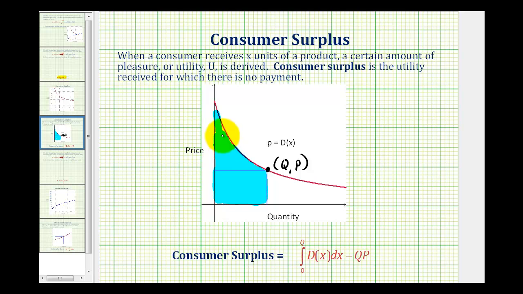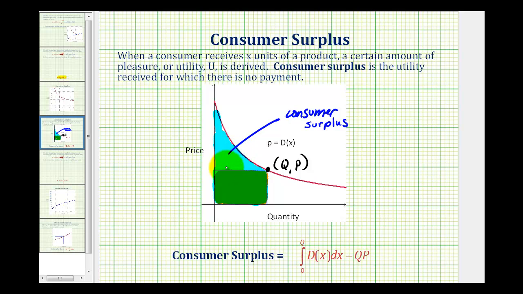So if we integrate the demand function from 0 to q to get the total utility, and then we subtract out the price paid for that utility, this region here, this area here represents the consumer surplus. This is the utility or pleasure received that was not actually paid for.